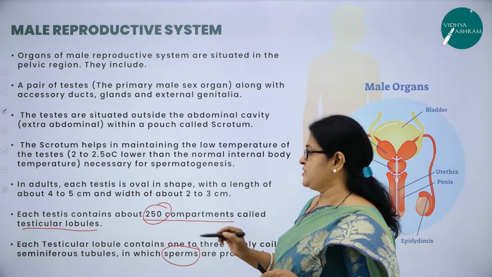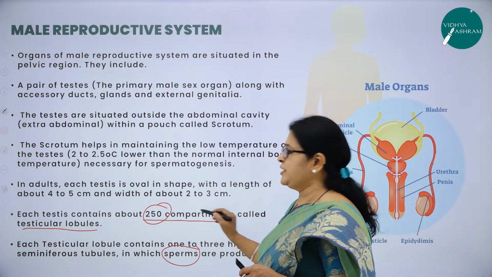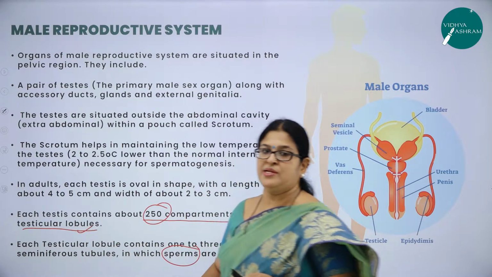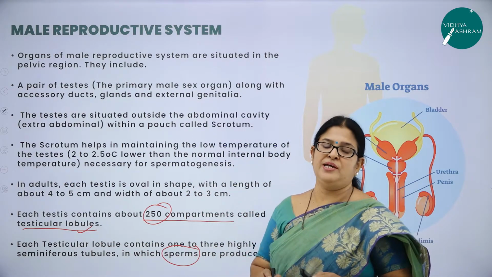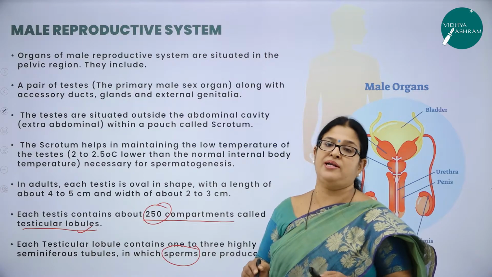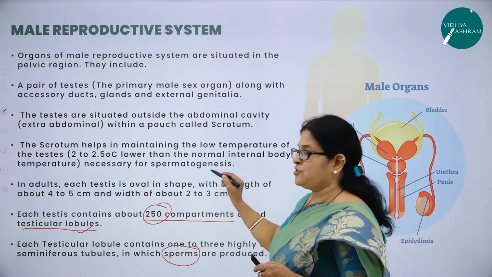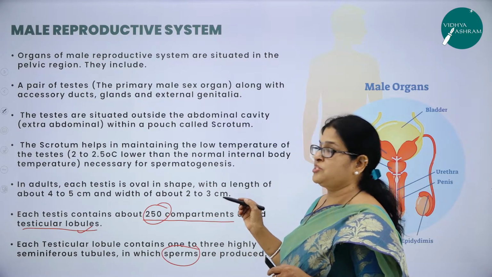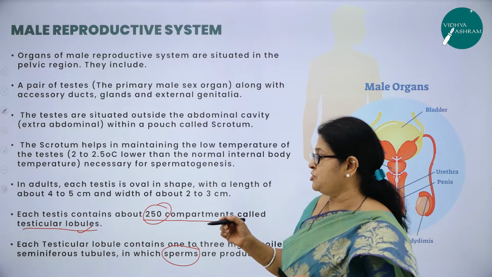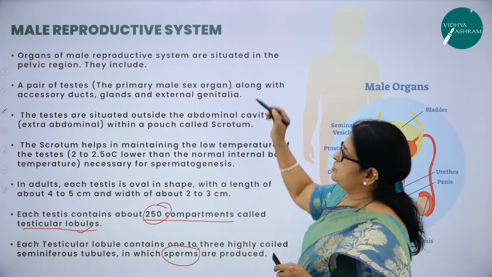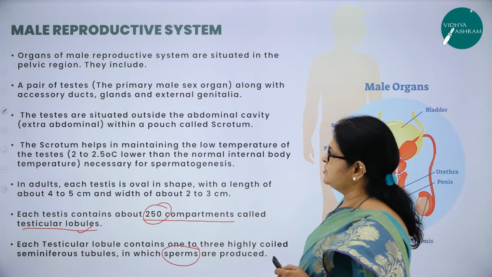So each testis contains what? Around 250 compartments. What do you call those compartments? Testicular lobules. And each testicular lobule is lined by 1 to 3 highly coiled structures called seminiferous tubules. And do you all remember I told spermatogenesis is what? The process of formation of sperm in the seminiferous tubule of the testes, in which the sperms are produced. So this is about the male reproductive system.